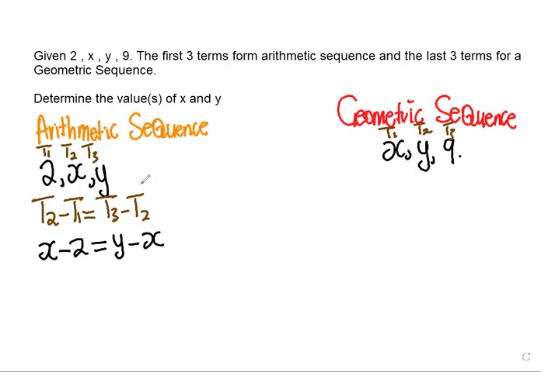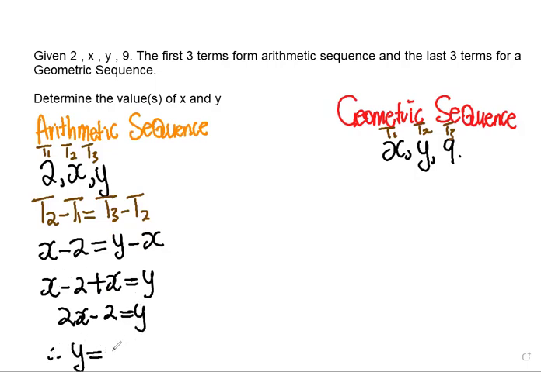Now from here, we're going to simply make y the subject of the formula, right? Remember here we have x minus 2. Then we're going to take this negative x, transpose it aside, it will be plus x, equals y. Then here you add x plus x, it will be 2x minus 2, equals y. Therefore, y is going to be equal to 2x minus 2. So this 2x minus 2, we'll regard as our equation number 1 with regards to the arithmetic sequence, right?